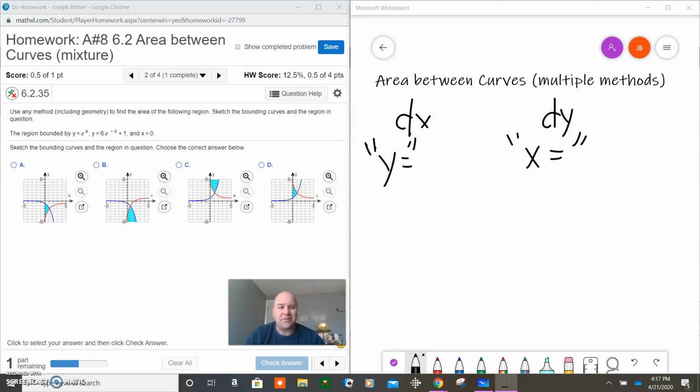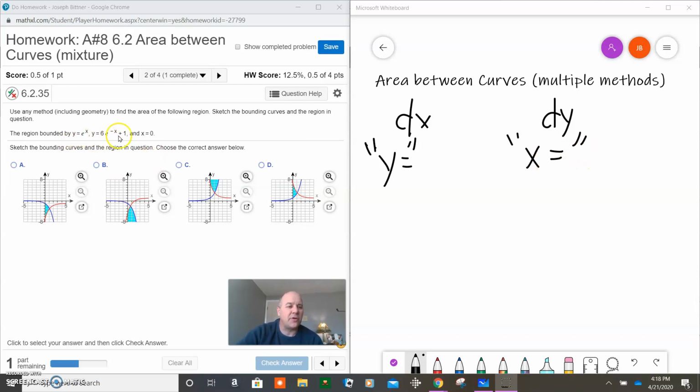Welcome, calculus students, and we're finishing up the area between curves. This is a mixture type of problem. Some are going to be with respect to x, some are going to be with respect to y. A couple key parts here: if it's with respect to x, it will be written as y equals, and that's usually the general notation. That's usually how you can tell which way it's written. If it's with respect to y, usually they'll read it as x equals. You can obviously solve for x or y.